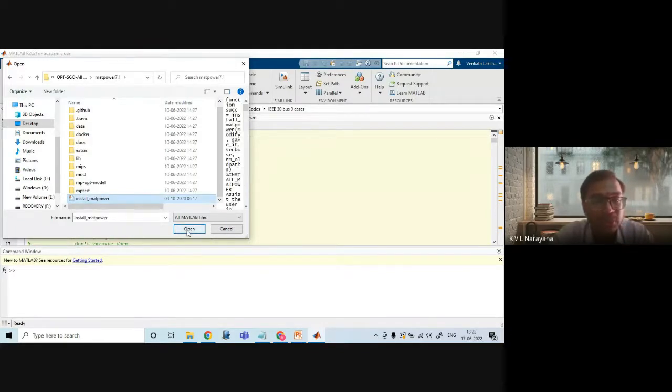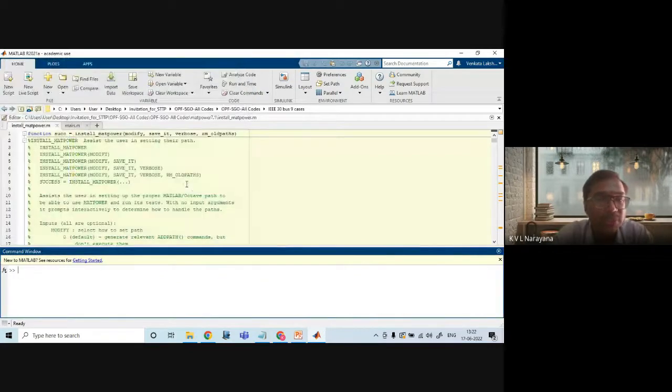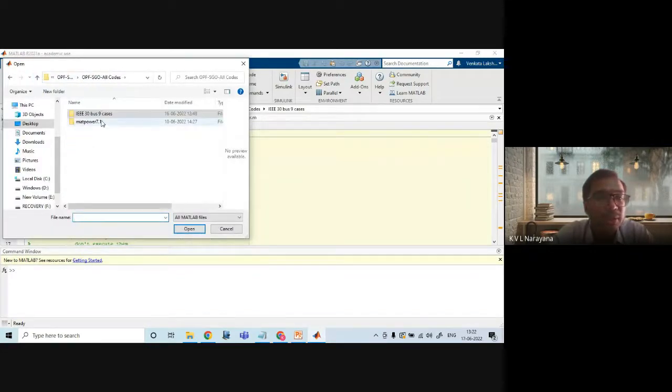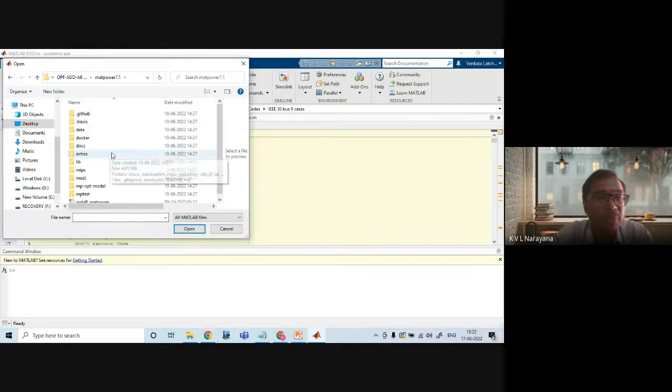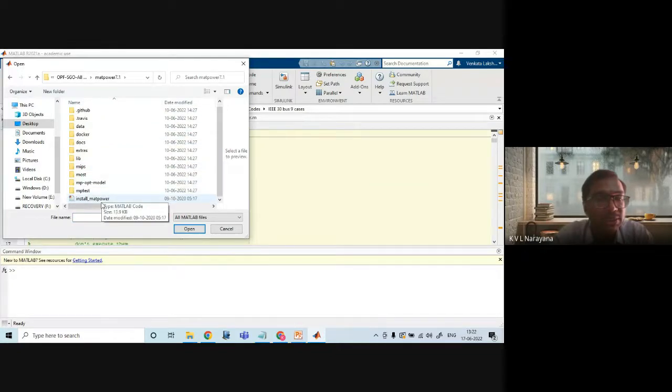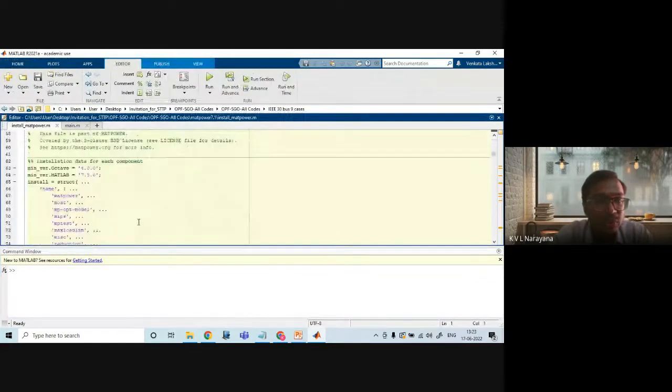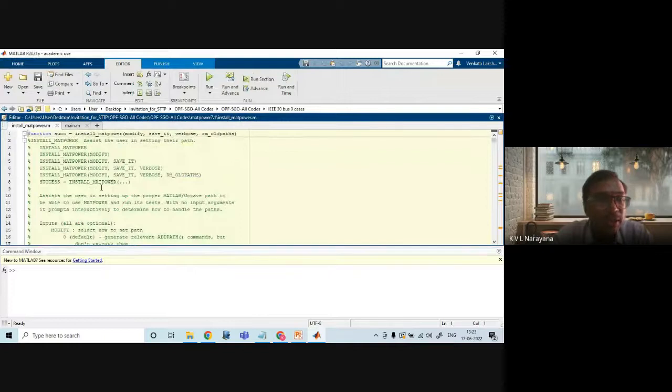So first we have to open MATLAB. If required, I will give this data also. After that, you have to install this. Let me explain once again. After opening MATLAB, go to the location of the IEEE MATPOWER, open the MATPOWER folder, select install_matpower and open it. Here it is already opened. After opening this install_matpower code, please execute it.